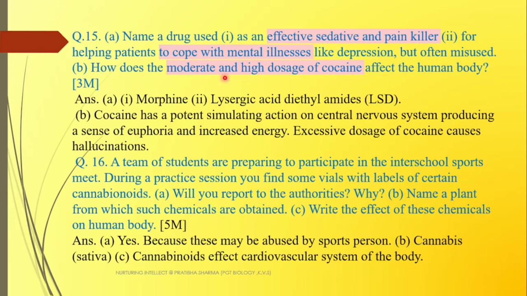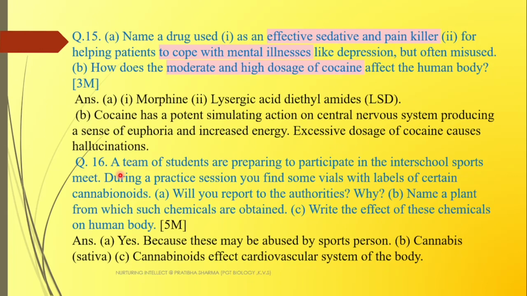How does the moderate and high dose of cocaine affects the human body? Cocaine when taken in moderate amount, it has a stimulating action on central nervous system and produces a sense of euphoria and increased energy. Excessive dosage से hallucination.